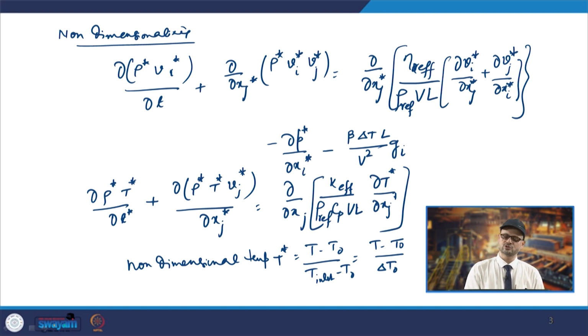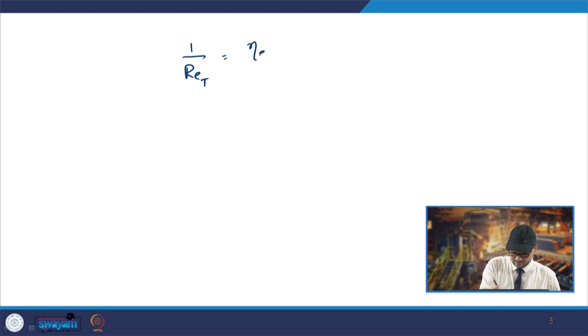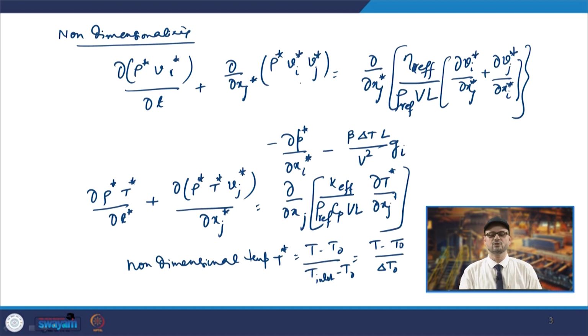Now, if you refer to this term, you are finding certain dimensionless groups. The dimensionless group which is coming up is 1 by the turbulent Reynolds number, and that is becoming eta effective divided by rho reference V L. That is what you are getting, eta effective by rho reference V L. This number is nothing but the inverse of the turbulent Reynolds number.